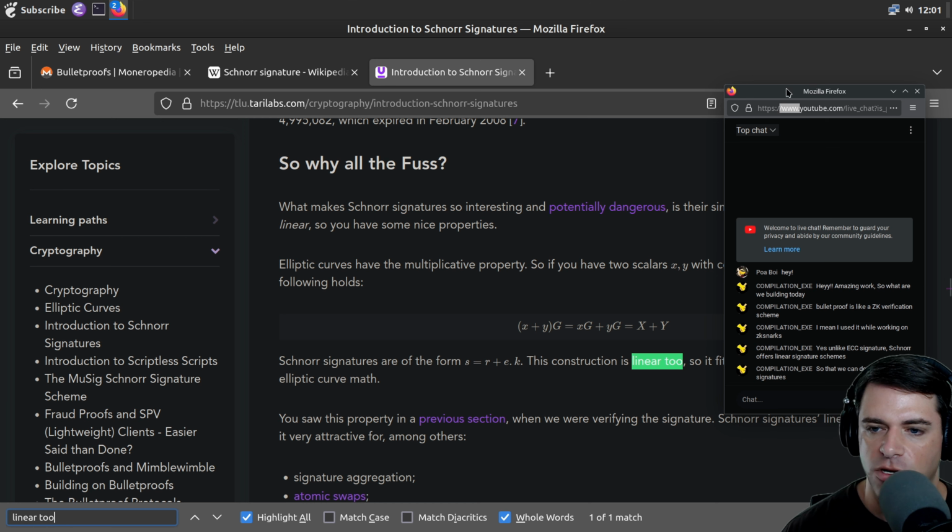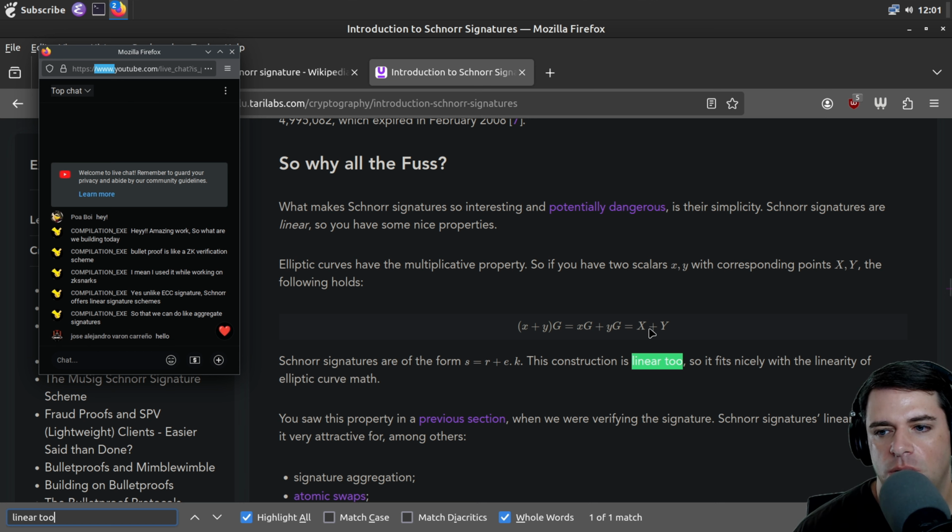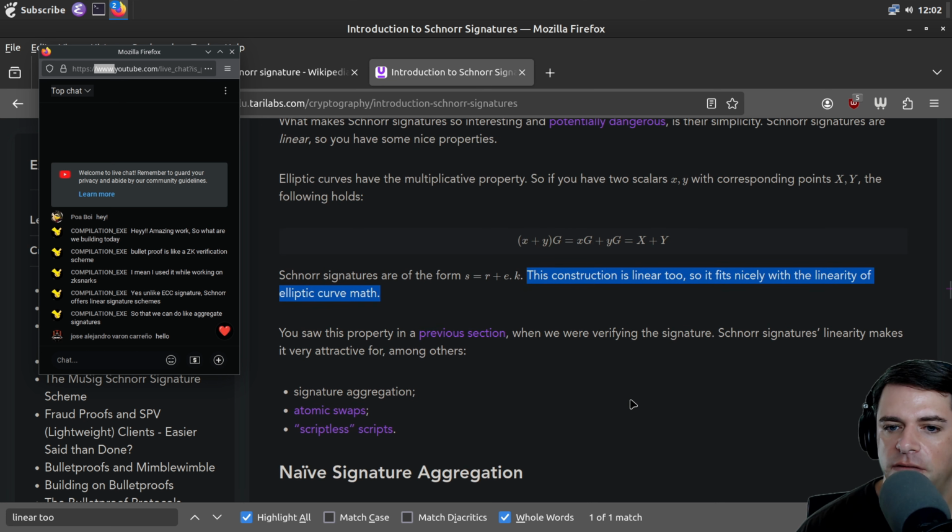Okay, so elliptic curves have the multiplicative property. So if you have two scalars x, y with corresponding points big X and big Y, the following holds. I don't know what this notation is. I'm guessing maybe G is like a signature. So if you take X and Y, whatever G on the outside is, it's equal to doing them separately, which is equal to X plus Y. Schnorr signatures are of the form S equals R plus E dot K. This construction is linear too, since it fits nicely with the linearity of elliptic curve math.